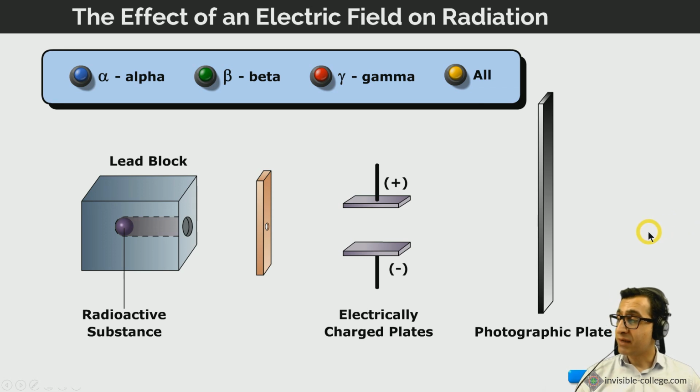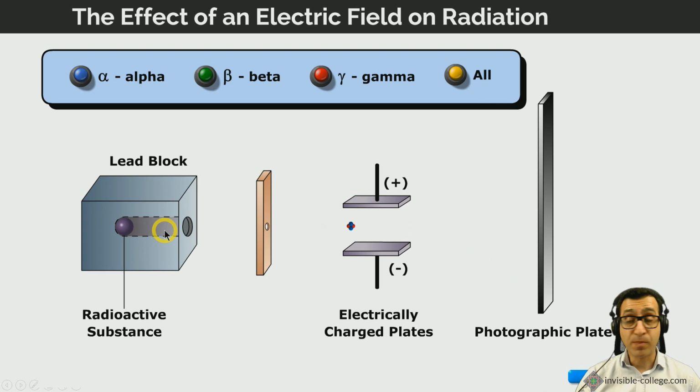If we compare this to the effects of an electric field, we can see here, if we have a radioactive source embedded in a lead block with a small hole through which the radiation can pass, if we then direct a stream of those particles through an electric field, so here we have positive and negatively charged plates between which we would have an electric field, we could see that alpha particles will be deflected by that field.